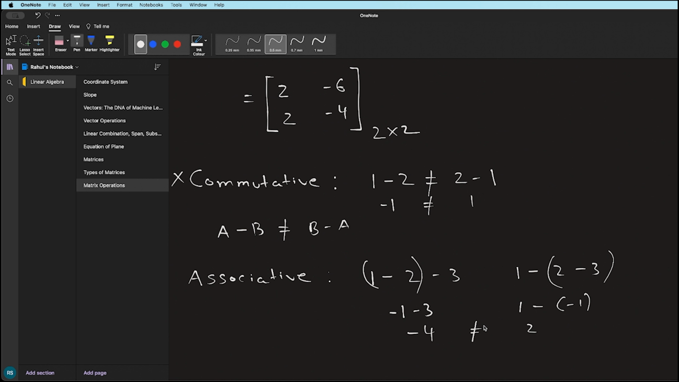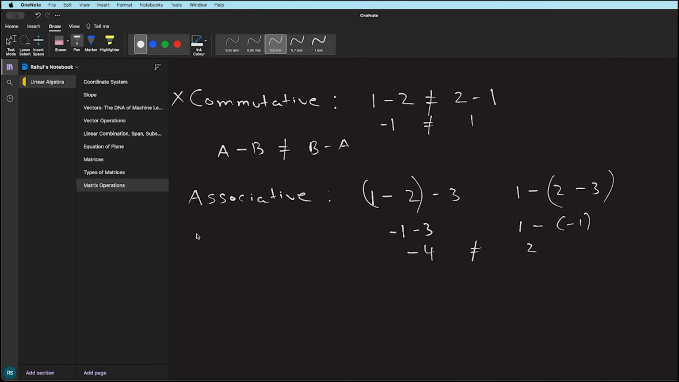Similarly, with the matrices, A minus B minus C, and on the RHS A minus B minus C. If I subtract B from A and then subtract C from the result, this is not equal to subtracting C from B and then subtracting that result from the matrix A. So the associative property is also not valid. In the case of matrix addition, these two properties are valid, but in the case of matrix subtraction, these two properties are not valid.